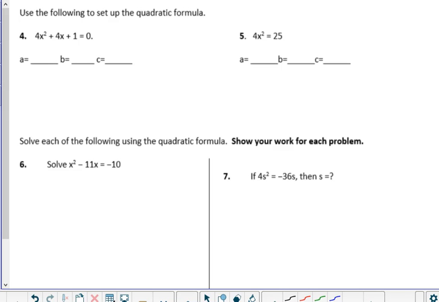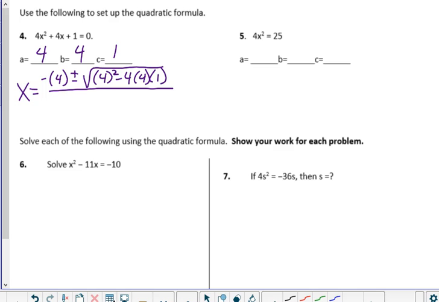So here I have 4x squared plus 4x plus 1 equals 0. That is already in standard form. So our a is 4, our b is 4, and our c is 1. And it just wants us to set up the quadratic formula for this one. So let's go ahead and do that. We have x equals the opposite of b plus or minus the square root of b squared minus 4ac all over 2a. Okay, that's all we have to do there.